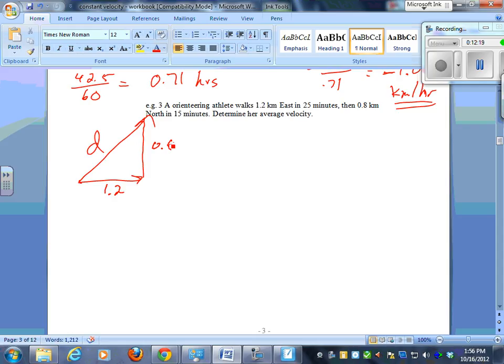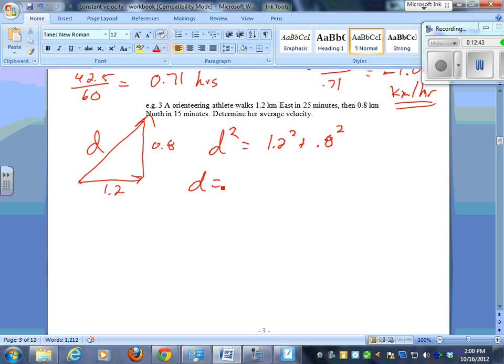Okay, let's have a look here. So you should have done d squared is equal to 1.2 squared plus 0.8 squared, giving you an overall displacement of 1.45. Well, 1.5 if you round it off.